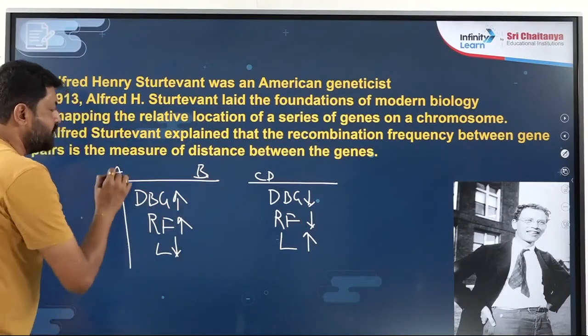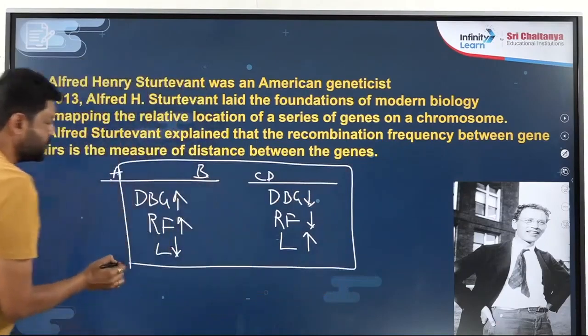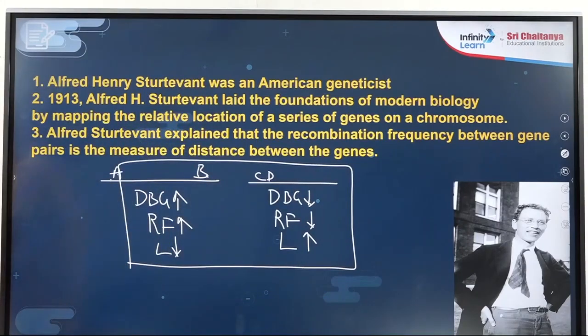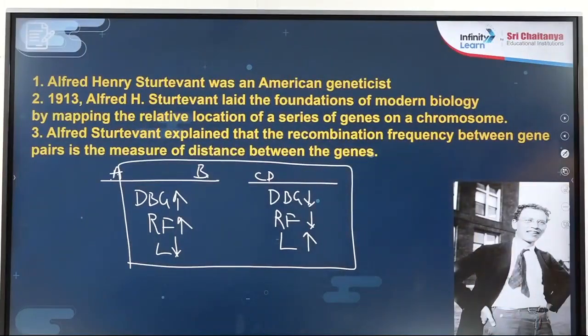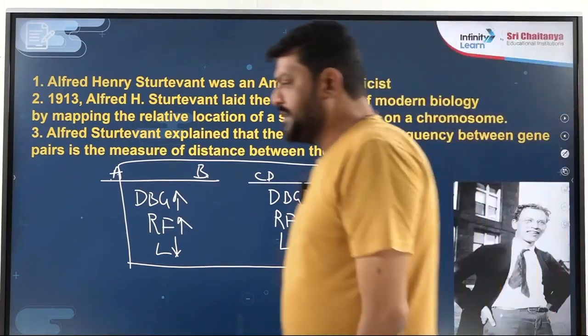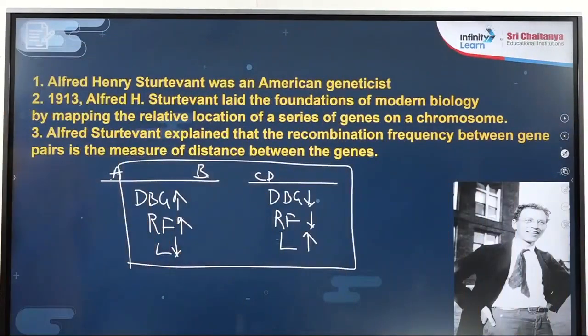This relation you have to understand very well, so write it down in your notebook. Very, very important: if the distance between two genes increases, then recombination frequency increases. If the distance between two genes decreases, recombination frequency decreases.